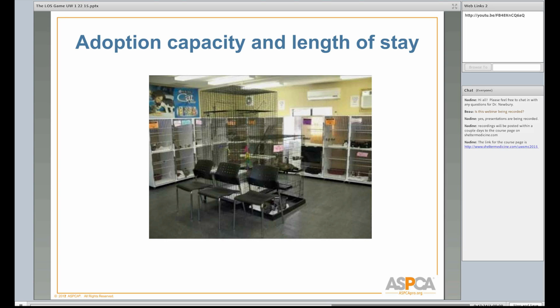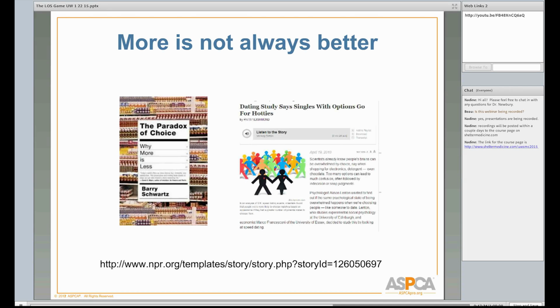So when we talk about length of stay, I've been intimating this, but length of stay is also really intricately tangled up with the number of animals that you have available for adoption. We often call that adoption capacity. And what we found is that more is not always better. In fact, more is often not better, but not always. Sometimes you actually need more animals up for adoption. But this is just a little research study that looked at whether more is better.